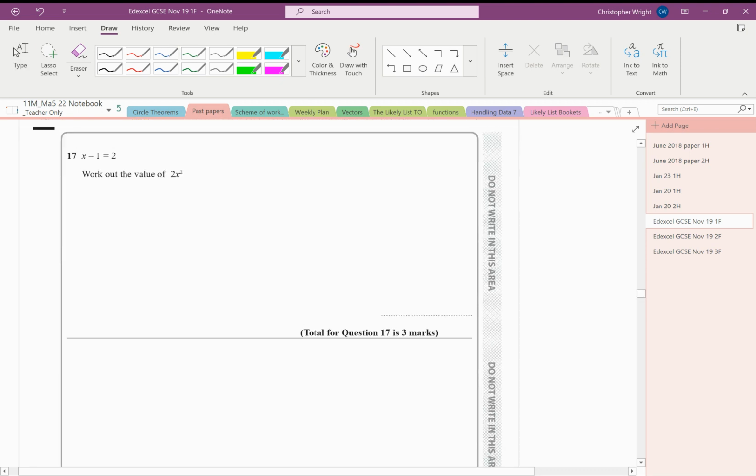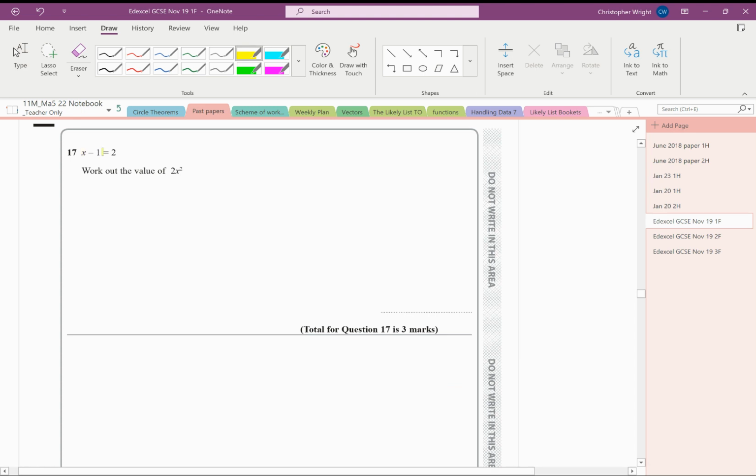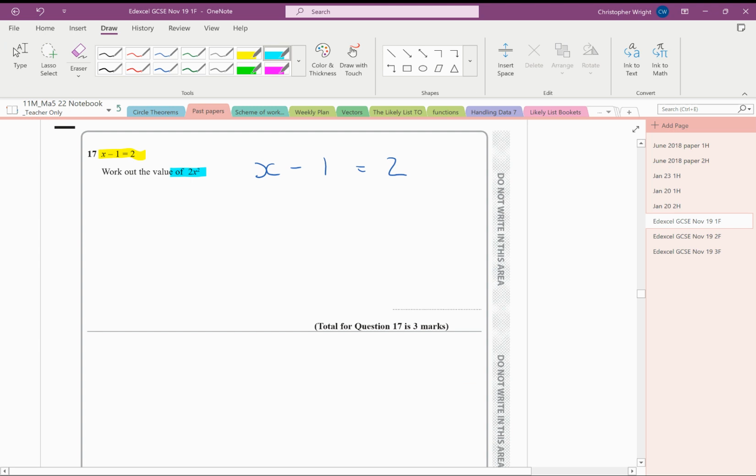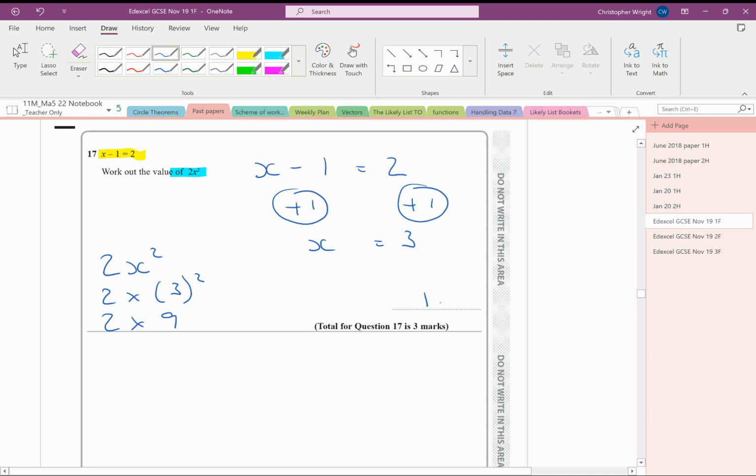Question 17. Here's an equation: x minus 1 equals 2. I know how to solve that. What's the question? Work out the value of 2x squared. I'll solve the equation first to work out the value of x, so x is 3. Now I'm asked for the value of 2x squared. That means 2 times x squared, so that's 2 times 3 squared. 3 squared is 9, so it's 2 times 9. So the answer is 18.